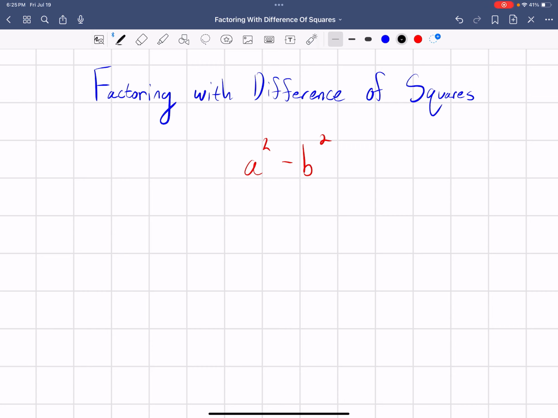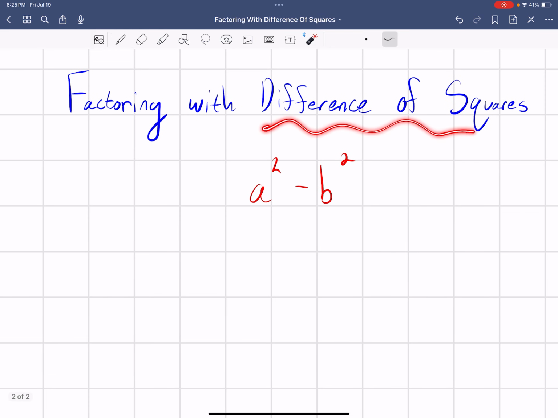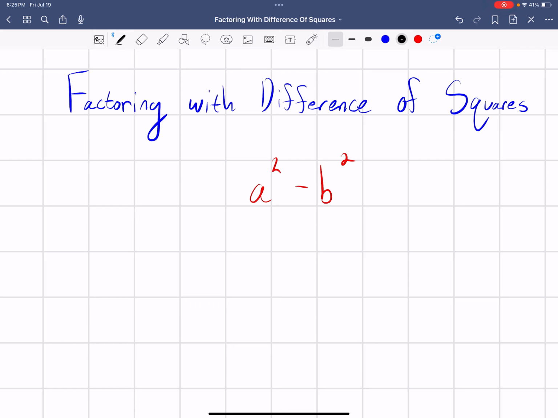So, as often happens in math, the name of the topic is a good description of exactly what it is. Here you'll notice that we have a difference, in other words, something being subtracted from something else, and that both of the terms here are squares of something. And when you come across an expression like that, it can be factored. And the pattern is always the same. It's just a minus b times a plus b.